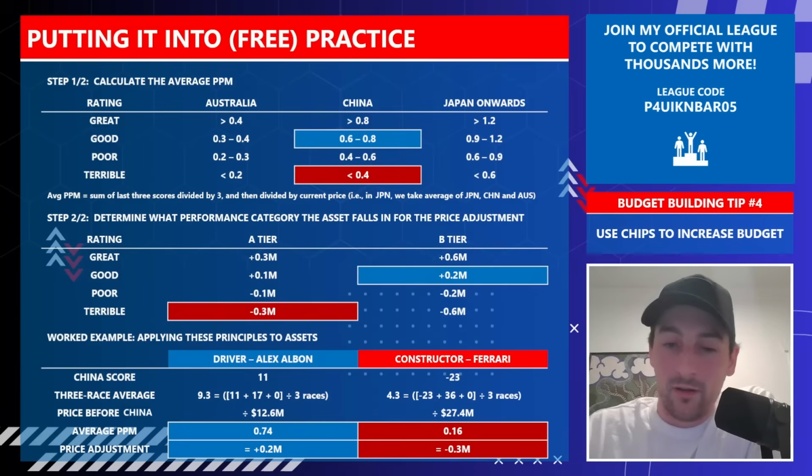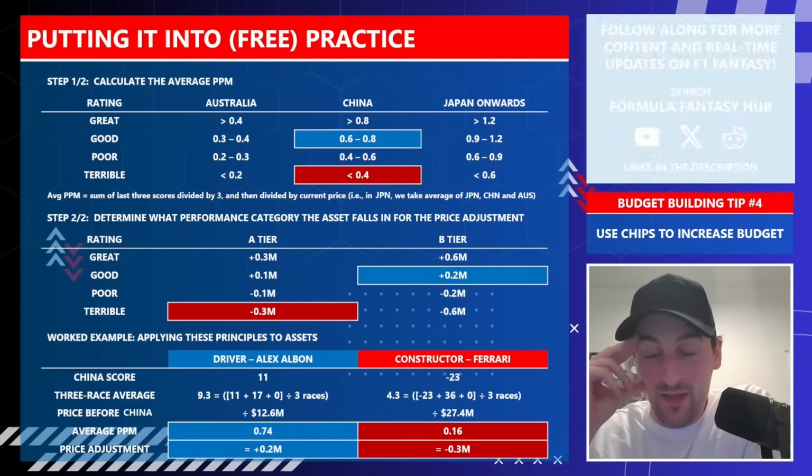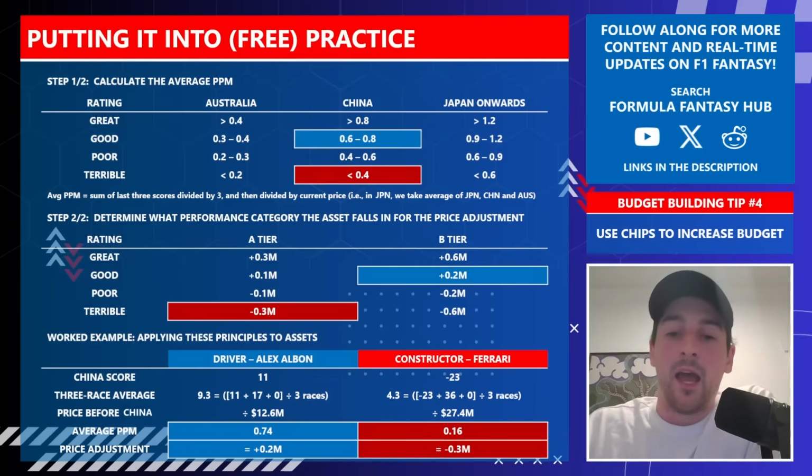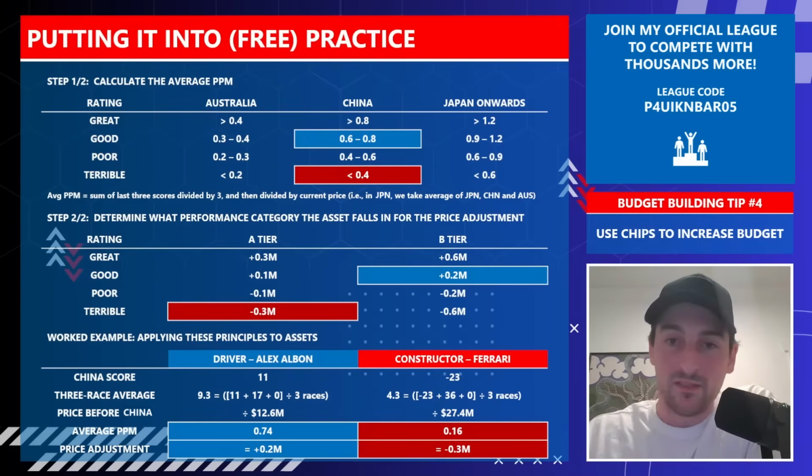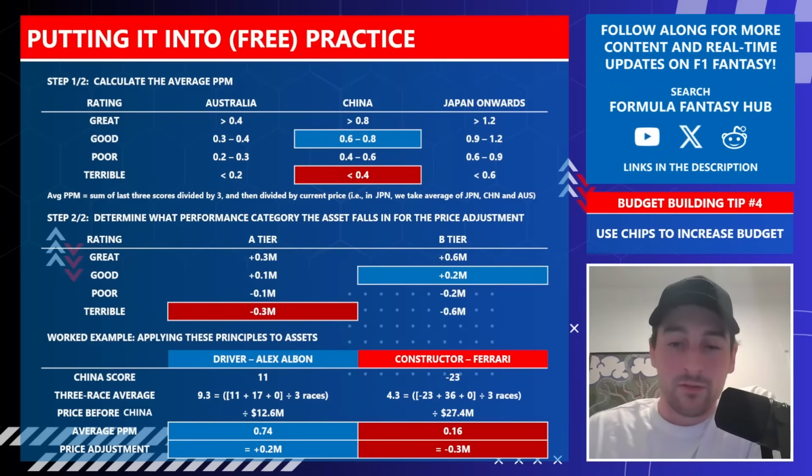If we take Ferrari as a constructor, they had minus 23 in China on the back of their double disqualification. Still haven't got over that. And to get their 3-race average, you take their China score, their Australia score, and then the hypothetical 0 from the non-existent other race, and divide that by 3 to get 4.3 points over the 3 races. So that would be minus 23 plus 36 is 13 plus 0, and then divided by 3 gets you 4.3.